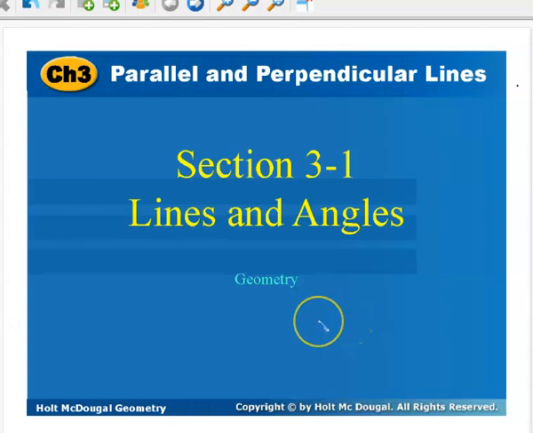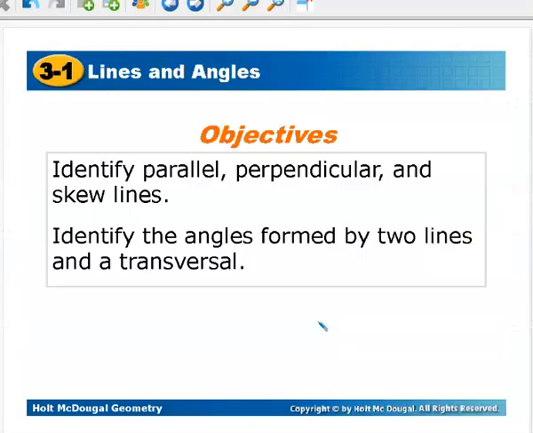In this lesson, we're going to examine the relationships of lines and angles. So the objective for this lesson is to identify lines that are parallel, perpendicular, and skew, and then to also find angles that are formed by two lines and a transversal.